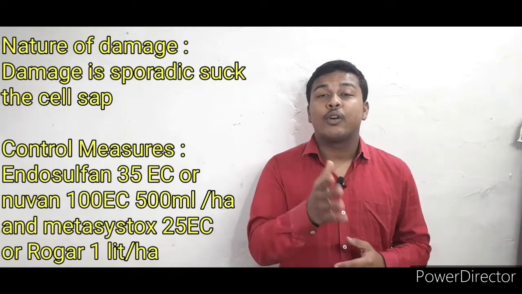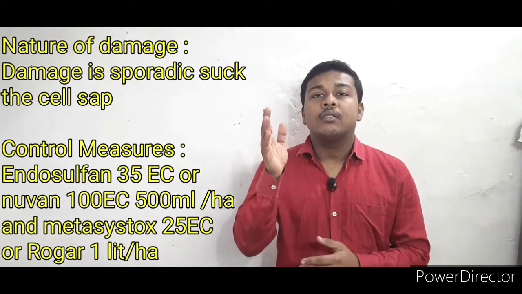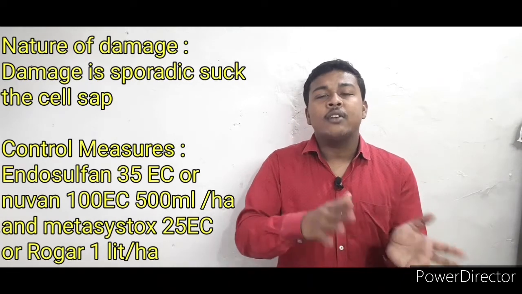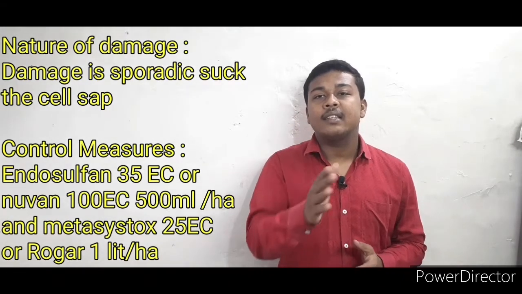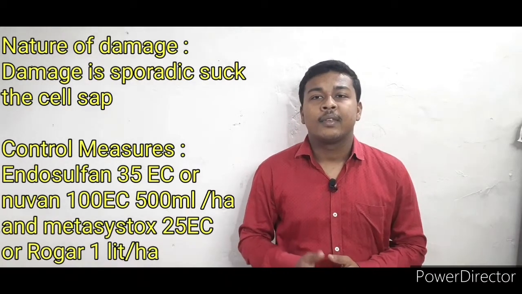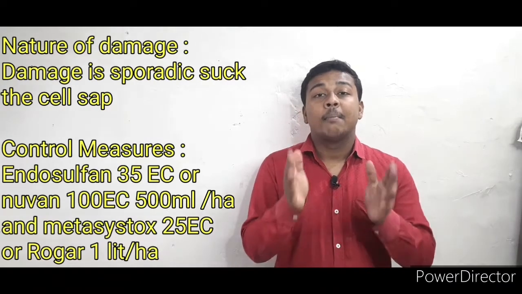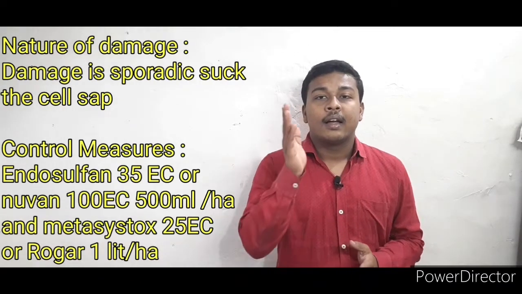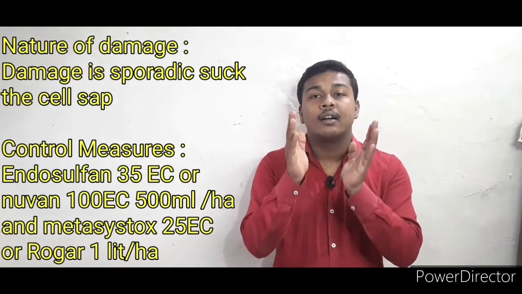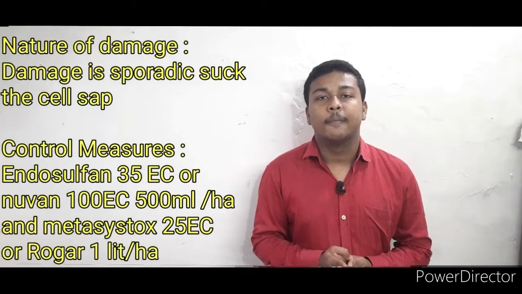In this, sporadic damage is done. These pests also suck the cell sap. And to control this, Endosulfan at 35 EC or Nuvan at 100 EC in 500 ml per hectare, and Metasystox at 25 EC or Rogor at 1 litre per hectare can be used.